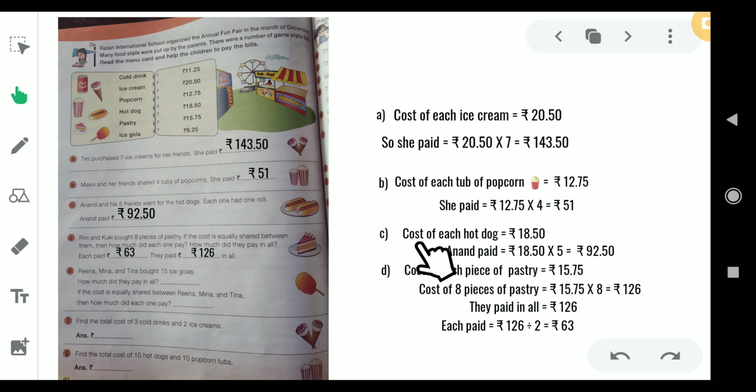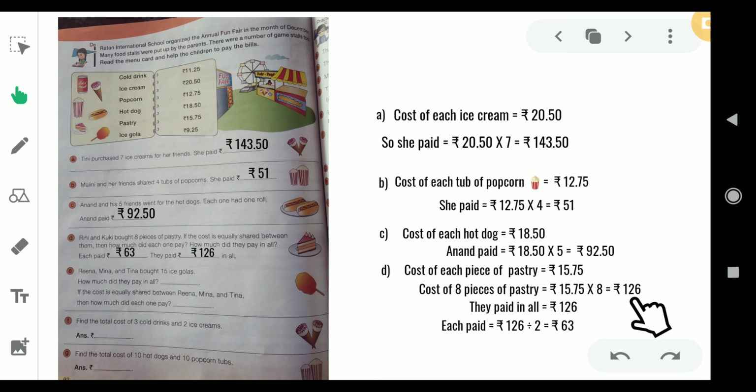First thing is the cost of each piece of pastry. How much is it? Look here, it is 15 rupees 75 paise. This is the cost of each piece of pastry, and they together bought 8 pieces of pastry. So we have to multiply these two, so that it will be 126.